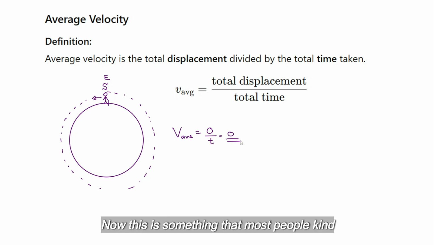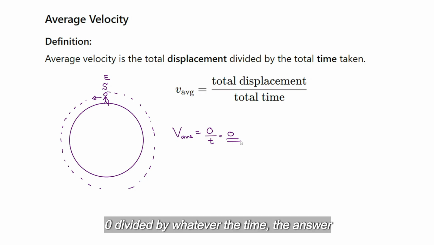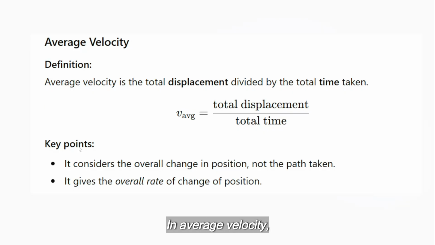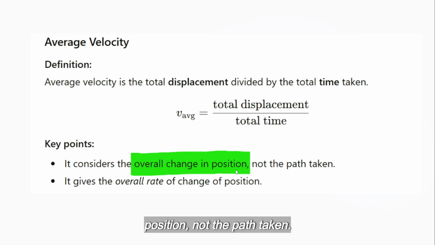Now, this is something that most people struggle with, because after completing all this motion, how can the average velocity be 0? Well, because the total displacement is 0, and 0 divided by whatever the time, the answer is still 0. Here are some important points you need to remember. In average velocity, we only consider the overall change in position, not the path taken. So the path taken could be a circle, could be any random shape, doesn't matter. It gives the overall rate of change of position. In the circular situation, the overall change of position is 0. Hence, the average velocity becomes 0.